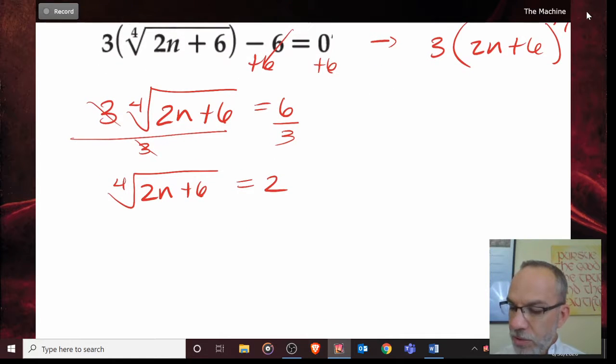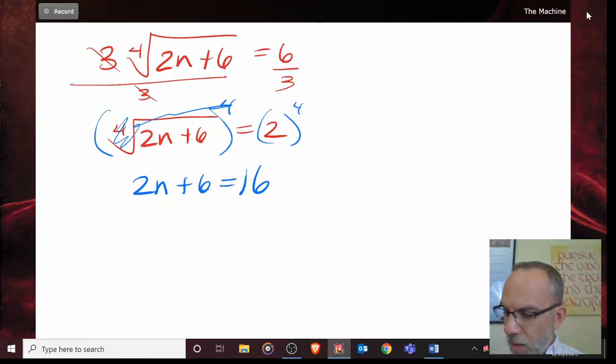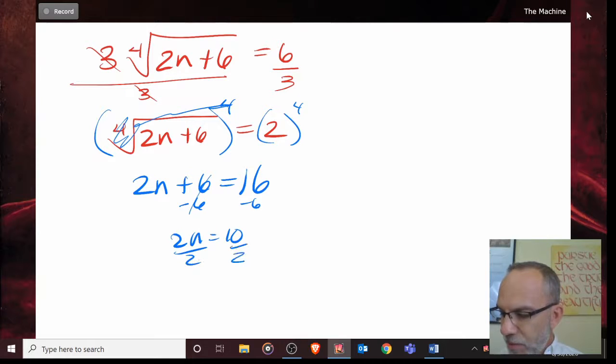How do I undo a 4th root? Well, I raise it to the 4th, and I raise this entire side, even though there's only 2 there, to the 4th. The exponent cancels the root. I get the radicand. 2n plus 6 is equal to 2 to the 4th. 2 cubed is 8 times 2 more, 16. Subtract 6. Minus 6, cancel. 2n is equal to 10. Divide by 2, divide by 2. N is equal to 5.